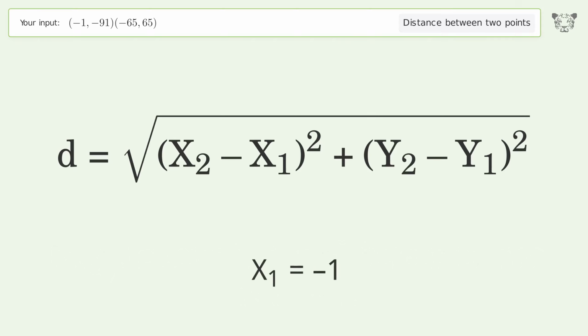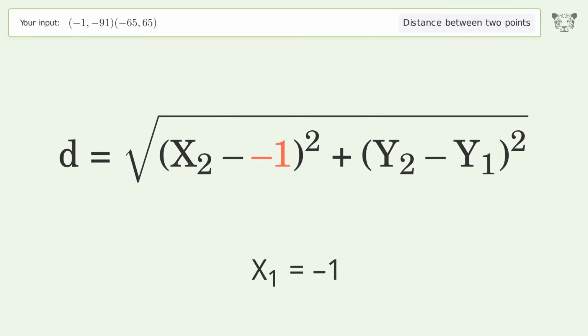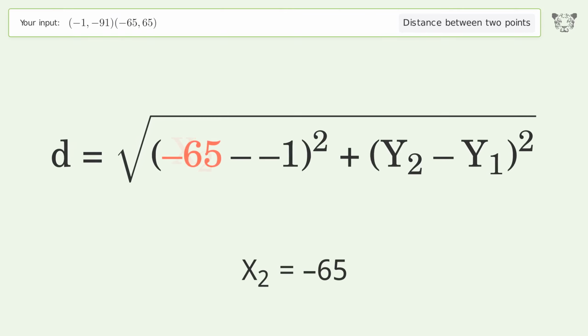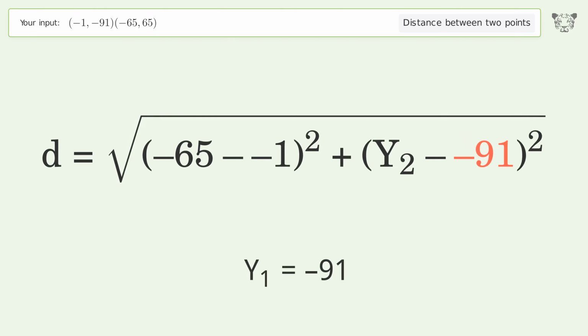x1 equals -1. x2 equals -65. y1 equals -91. y2 equals 65.